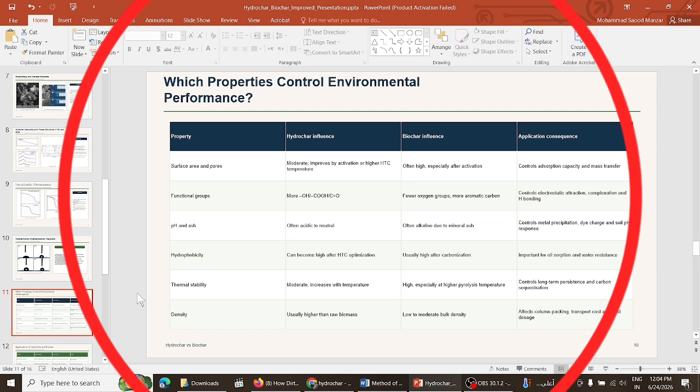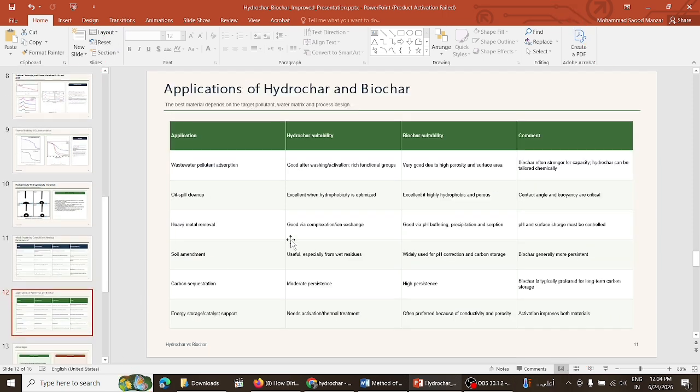This we have already discussed. Applications depend on the target pollutant. Mainly the mechanisms in the case of hydrochar are hydrogen bonding, complexation, and electrostatic attraction. In biochar, they are pi interaction, pore filling, and hydrophobic interaction. So overall, the adsorption efficiency of biochar is higher, unless hydrochar is activated, functionalized, or added to a filler material.